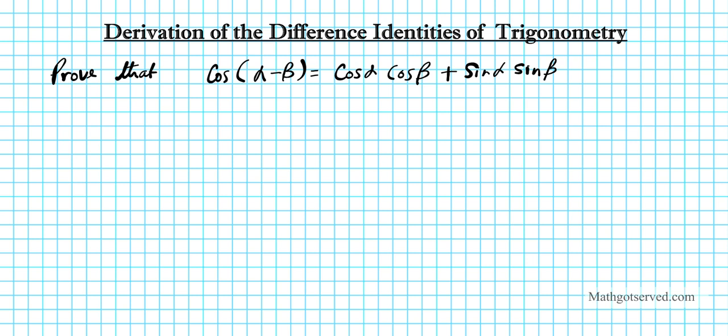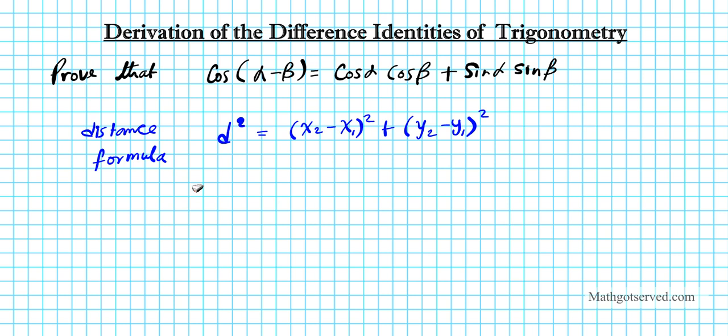In order to accomplish this proof, we need two key formulas. The first one is the distance formula from coordinate geometry, analytic geometry. The distance between two points (x1, y1) and (x2, y2) is given by d squared equals (x2 minus x1) squared plus (y2 minus y1) squared. So that's the distance formula.